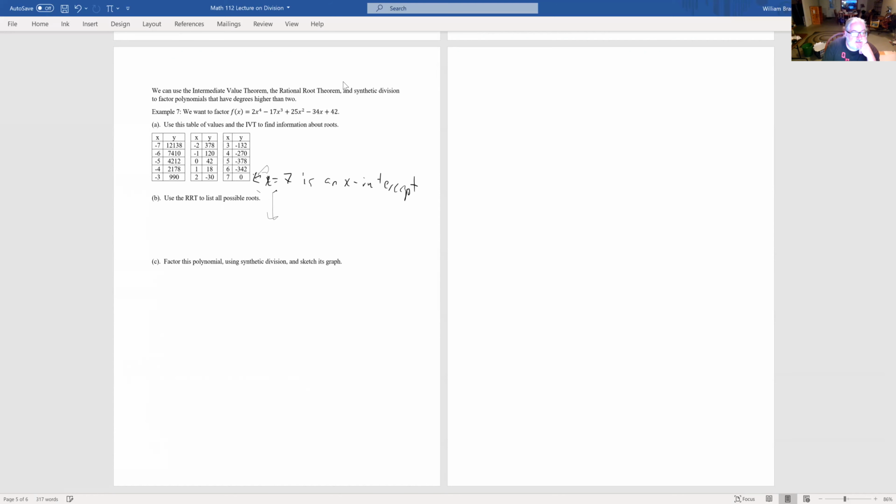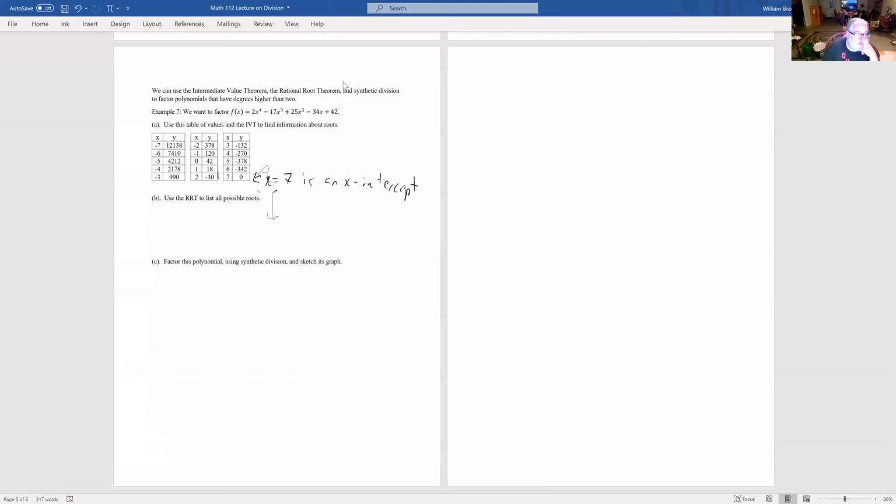X equals 7 is an x-intercept, right? If y is 0, that's got to be the x-intercept. The other thing is y's are positive, positive, positive. So wherever y is positive, the graph is above the x-axis. And then it switches to negative between 1 and 2 somewhere. Then it's negative and comes back up to 0.